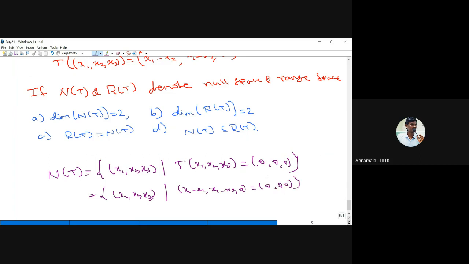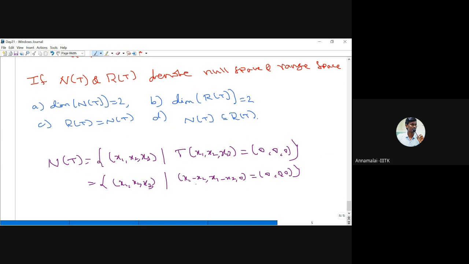Now if these three-tuples are equal, then the corresponding coordinates are equal. Therefore x1 minus x2 equals 0, so we get x1 equals x2. We get only one equation. There are three unknowns, x1, x2, x3, and we have a relation between x1 and x2. Therefore, this is the set of all x1, instead of x2 we write x1 again. There is no condition on x3, so you have to keep x3, such that x1, x3. Now we have only two unknowns. Therefore, the dimension of N of T is 2, and we get the first option.